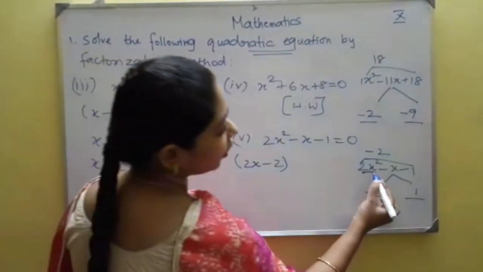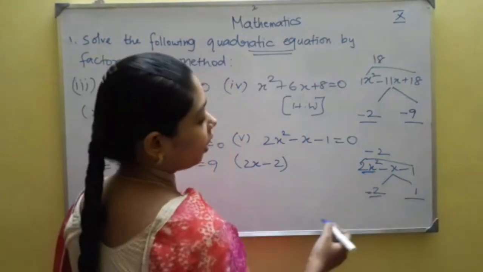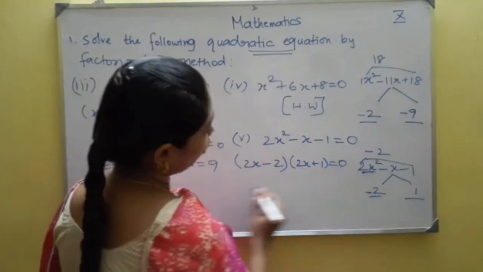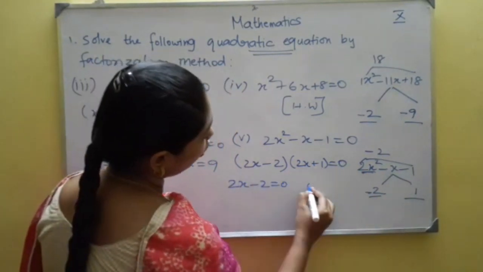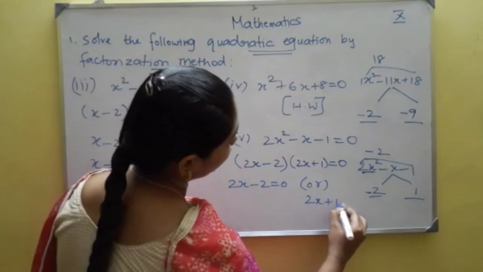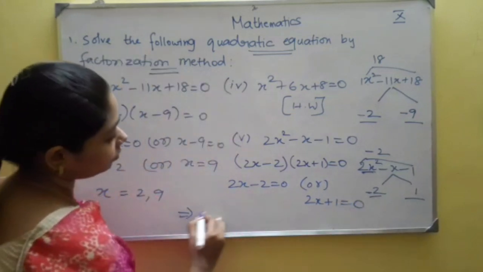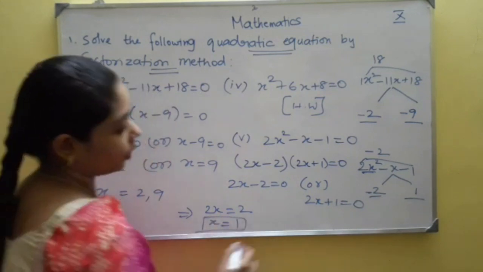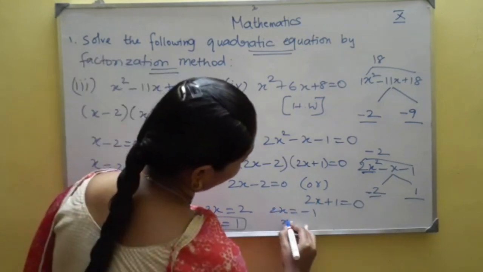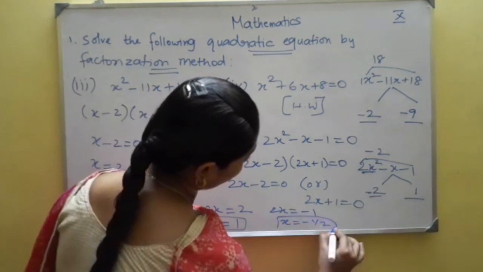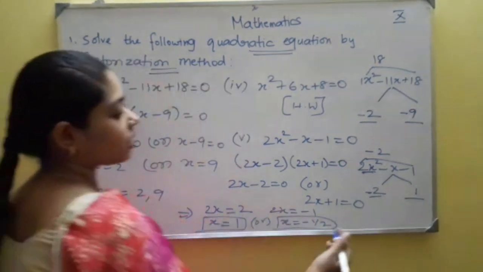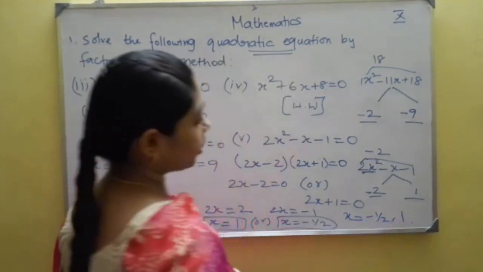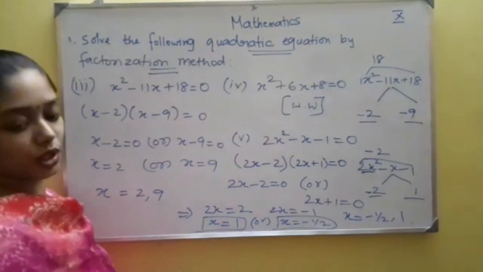Whenever the x square coefficient is any numerical value, include it: 2x minus 2, 2x plus 1 equal to 0. Now 2x minus 2 equal to 0 or 2x plus 1 equal to 0. Now 2x equal to 2, x takes the value 1. 2 by 2 is 1. 2x equal to minus 1, x attains the value minus 1 by 2. Okay? While concluding the solution, write like this, x equal to minus 1 by 2 comma 1, because you are saying that it attains two solutions.